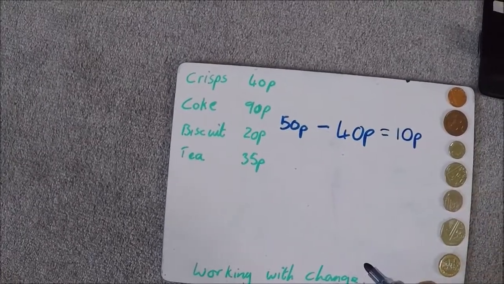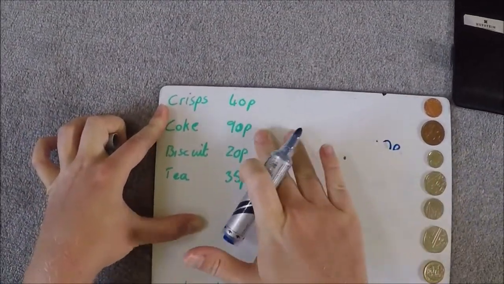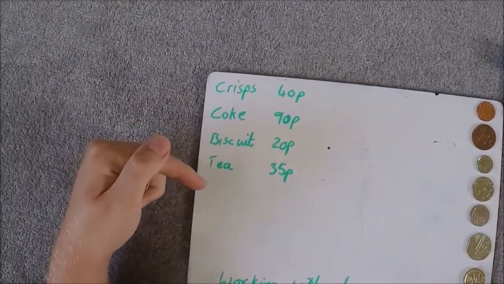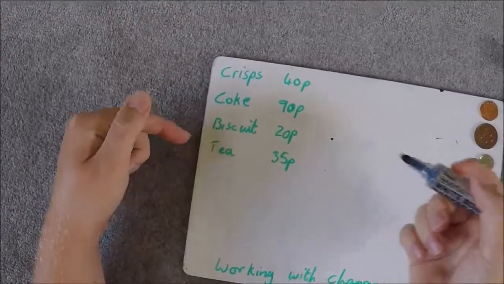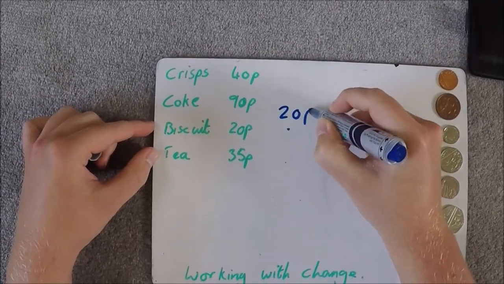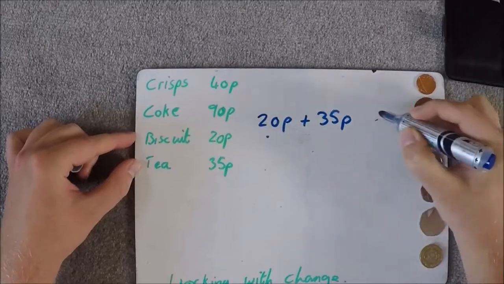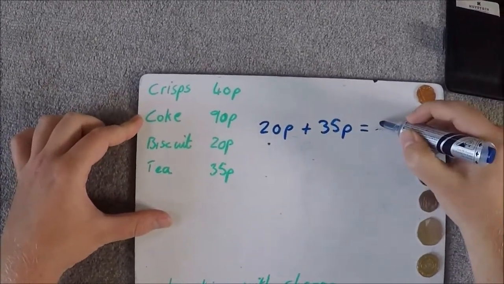Okay, so that's one example. Sometimes you might buy more than one item. So I've rubbed that one out. For example, I might buy, well, it's got to be tea and biscuits, hasn't it? Tea and biscuits. So 20p plus my 35p gives me a total cost for my tea and biscuits of 55p.